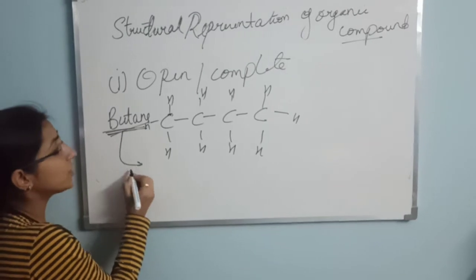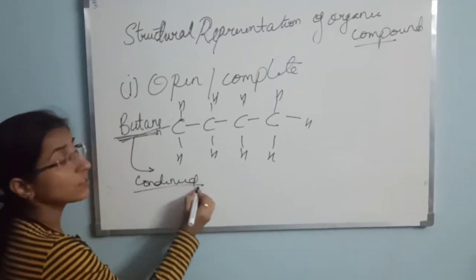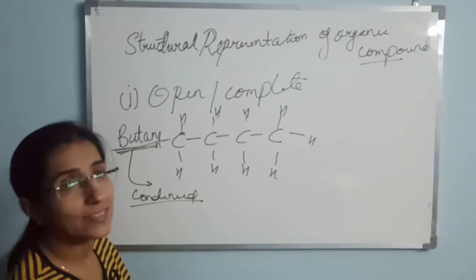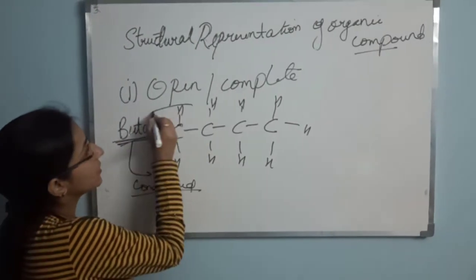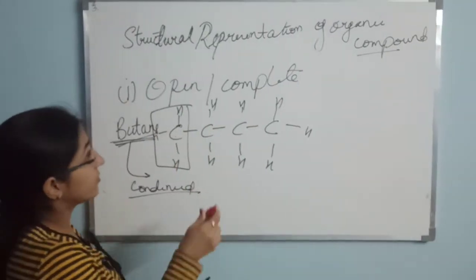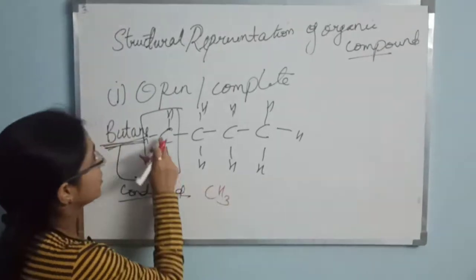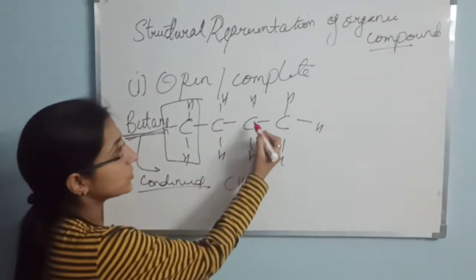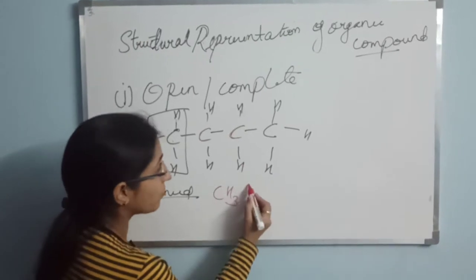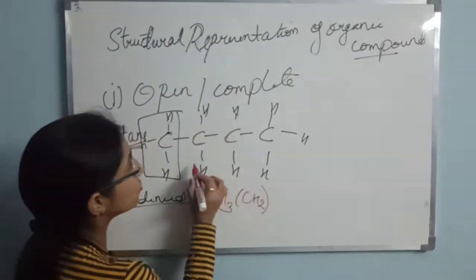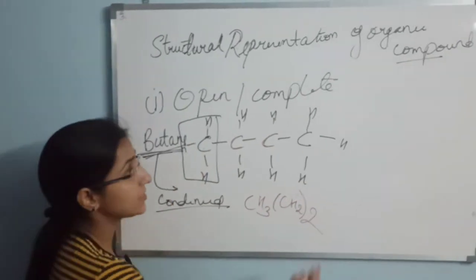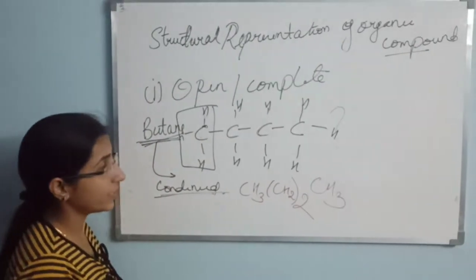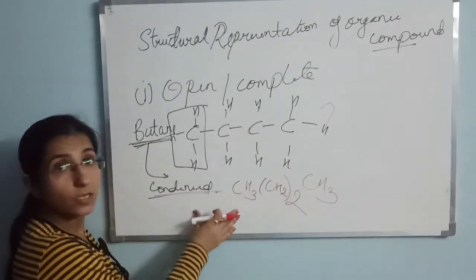But if I tell you to write the condensed form for this butane molecule, what does the word condensed indicate? Condensed means compact. The things which we get in a repeated mode can be written twice, thrice or so on. So let's start. The first carbon has 3 hydrogens, so we write CH3. The second carbon has 2 hydrogens, and the third carbon also has 2 hydrogens, so we can write CH2. How many CH2 are there in a repeated mode? 2. CH2 twice, and the last one will be CH3. This forms the condensed structure. So this forms the open structure, and this forms the condensed structure.